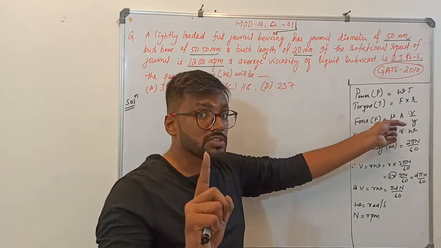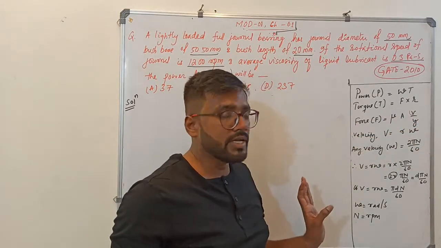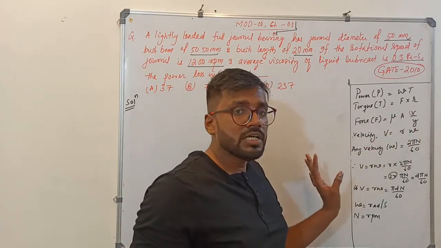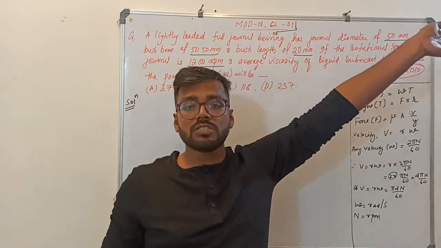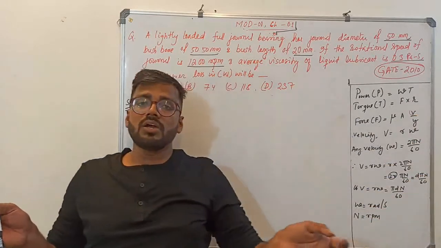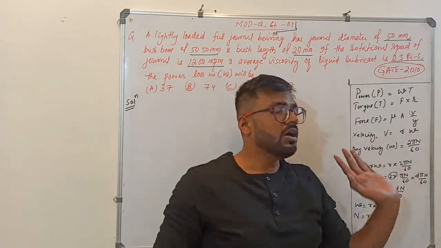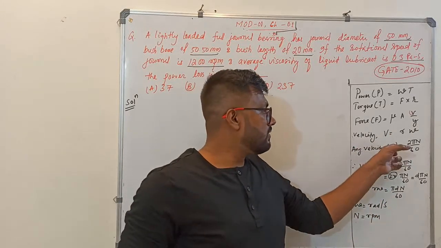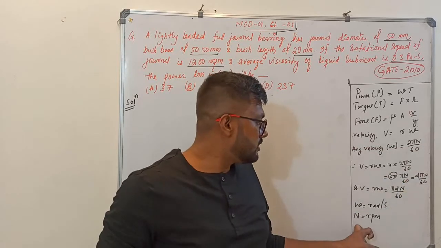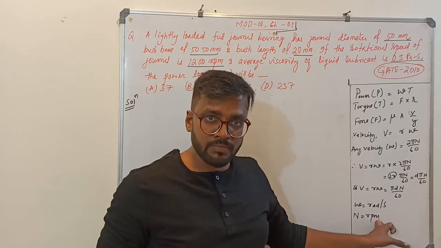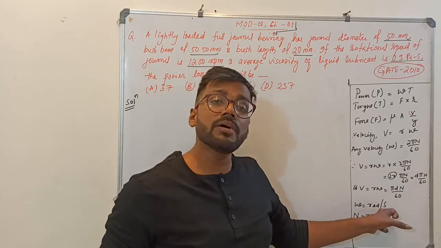From Newton's law of viscosity, we know that F equals mu A V by Y, where V is the velocity. Here everything is in terms of angular velocity, but my V is the linear velocity. So I have to convert the angular velocity into linear velocity, hence V equals r omega. Your angular velocity is 2 pi N by 60, where N is the speed in rpm.